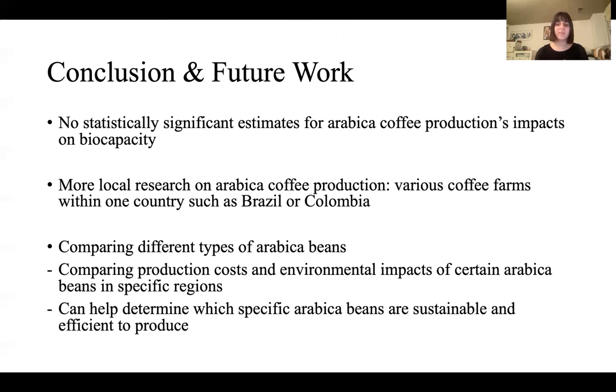Because as I stated before, those countries who are really heavily dependent on Arabica coffee production, it's not just important to analyze which are the most efficient to produce to ensure the highest profit that can be made off of producing these beans, but also which are the most sustainable. Because if you have economies and the economic growth that's really dependent on these production processes, you want to ensure that those production processes are not imposing really harmful negative impacts on surrounding environments in the long term, which is why I think focusing on measures like biocapacity are so important for future research as well.